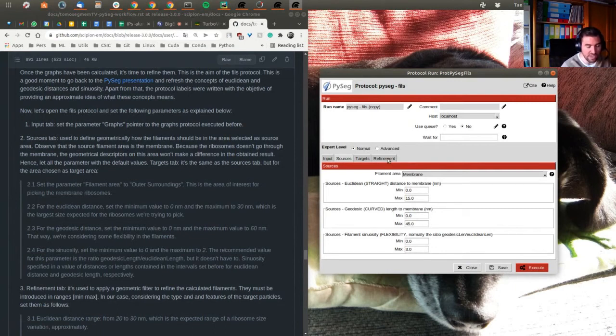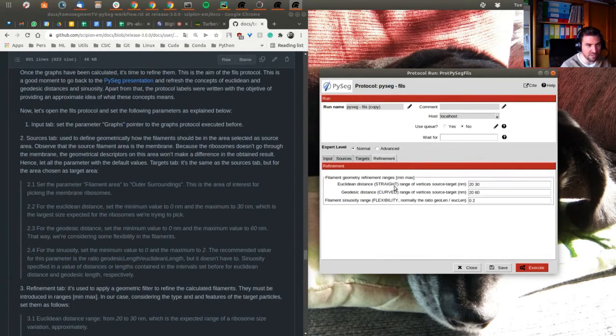Once we have our filaments, we can specify, for example, it can be more critical.